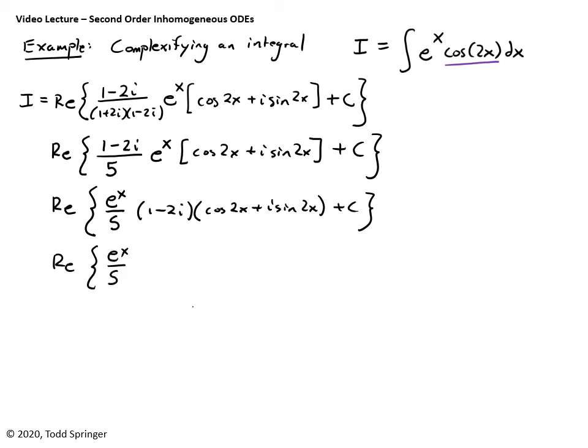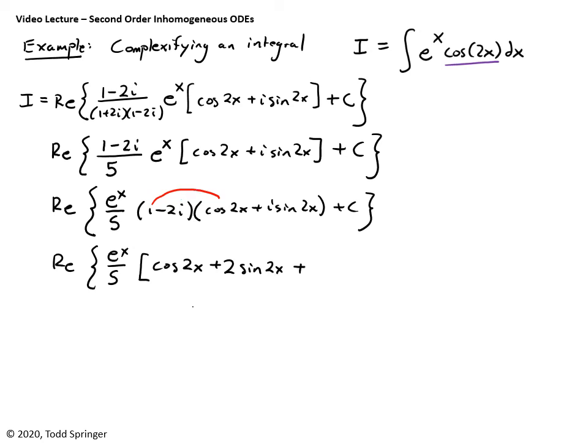Okay, now let's figure out where are the real parts. Real parts come from this term, which is the real parts multiplied together, and then this term, which is the imaginary parts multiplied together. So I'm going to have here the real parts multiplied together gives me cosine 2x. The imaginary parts multiplied together give me minus 2i times I, that's plus 2 sine of 2x.